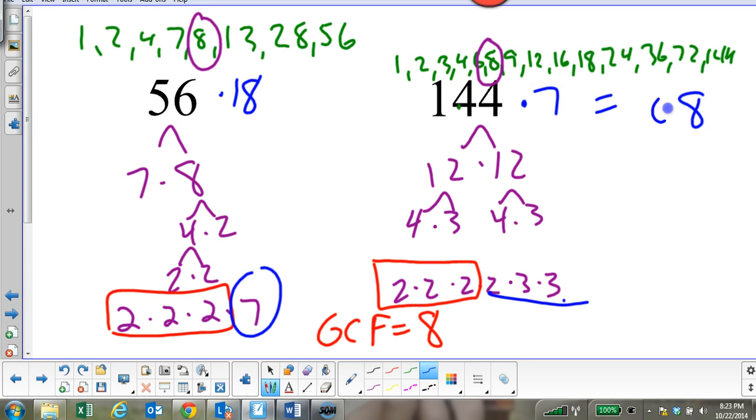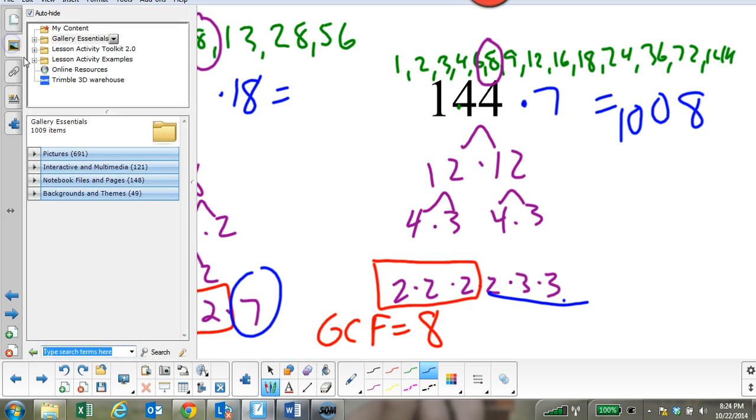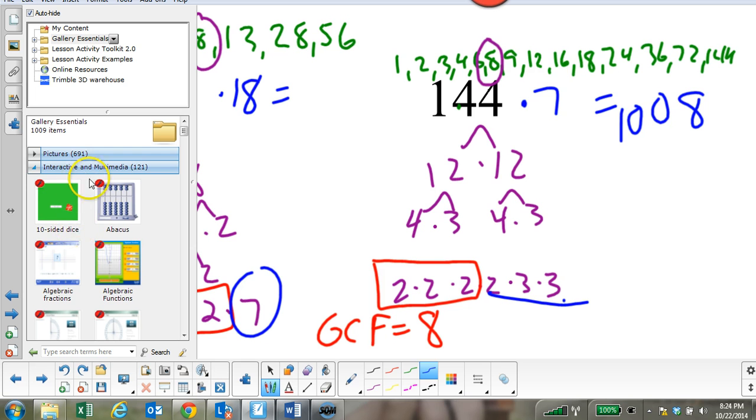28, 28 carry the 2 is 30. 1,008. 1,008 it was. All right, 18 times 56. All right, I'm going to cheat. Let's see, how do I do that? Interactive calculator.